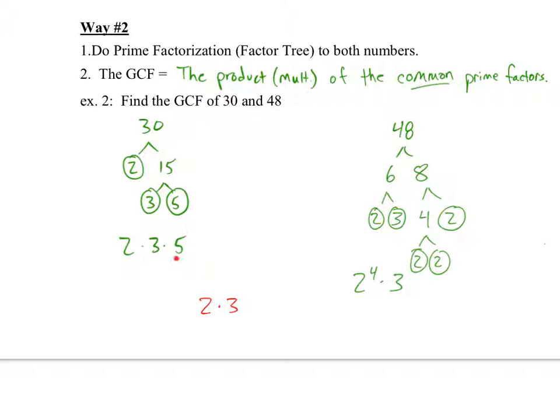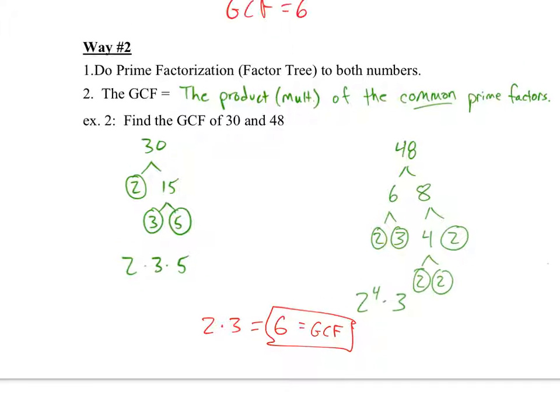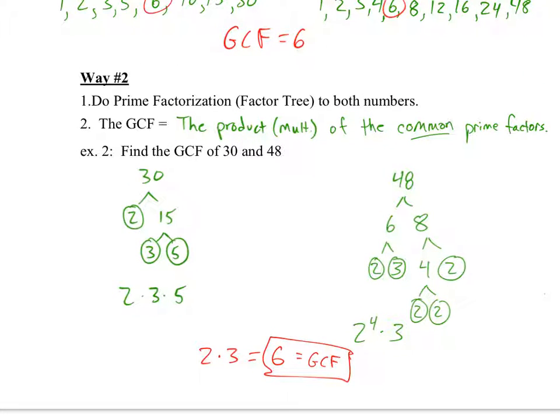And this one has a 5. This one does not. No 5. So do you agree 2 and 3 are the only ones they have in common? They both have 1 2. They both have 1 3. And 2 times 3 is 6. 6, which is going to be that greatest common factor again. So we have the same answer as what we did up above. Both of these we had a greatest common factor of 6. It's just a matter of figuring out which way you prefer to do it.